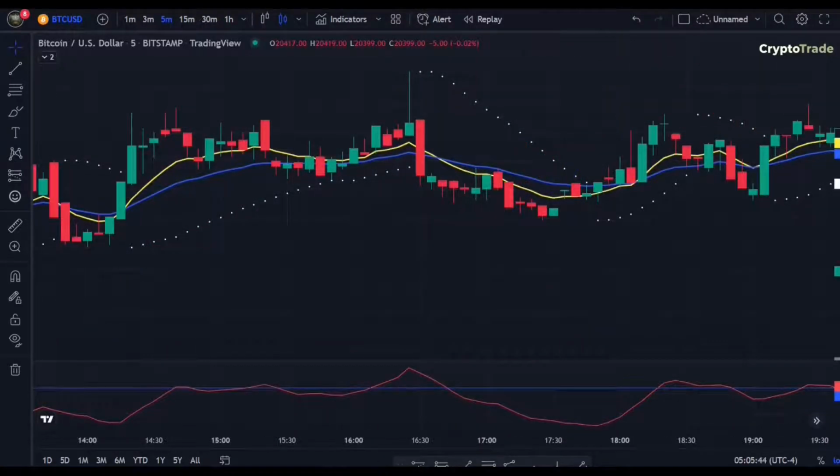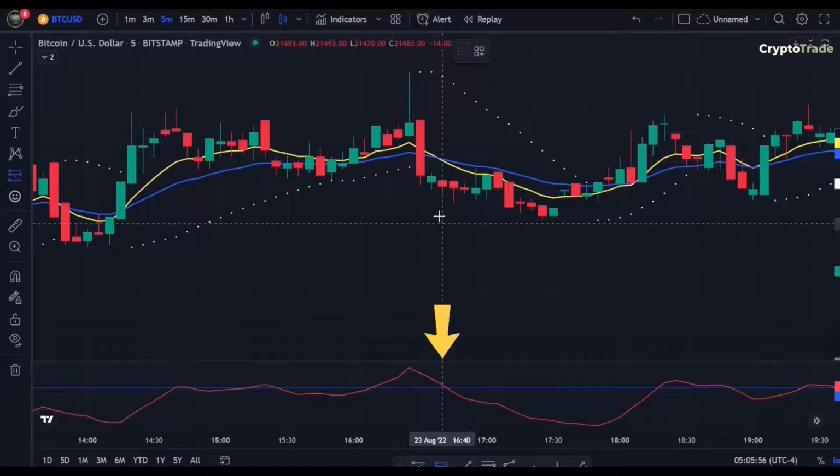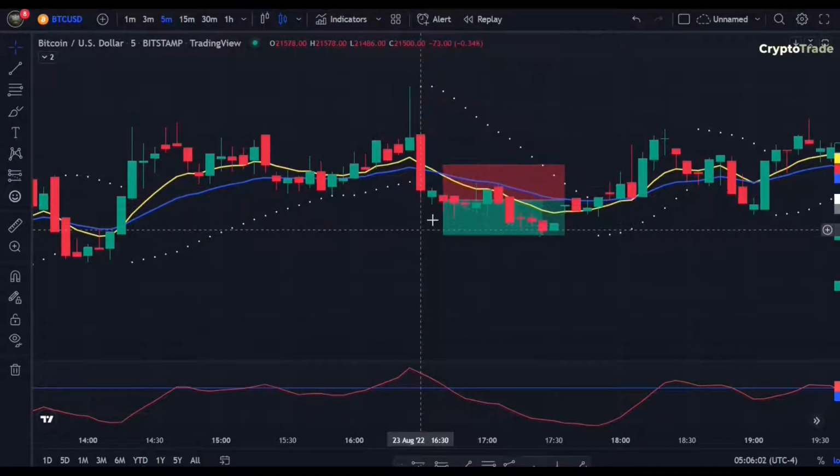The white dots of the parabolic SAR appear at the top of the candles. The yellow moving average is below the blue moving average. The average directional index is above the line we drew at the mark 30. As these conditions are met, then place a sell order at the close of the candle.